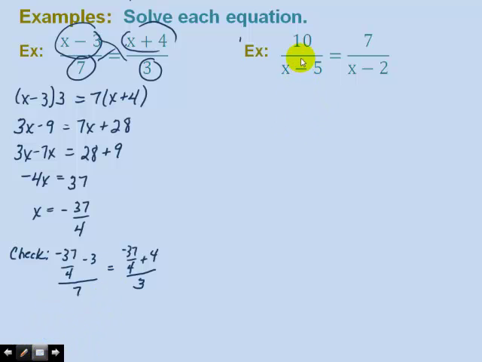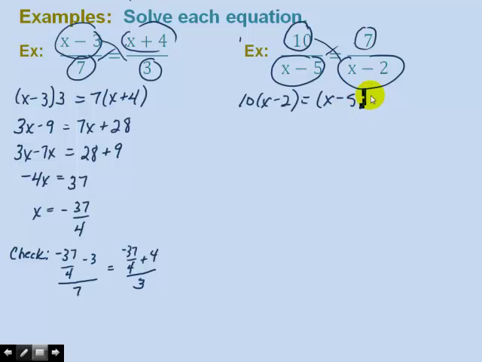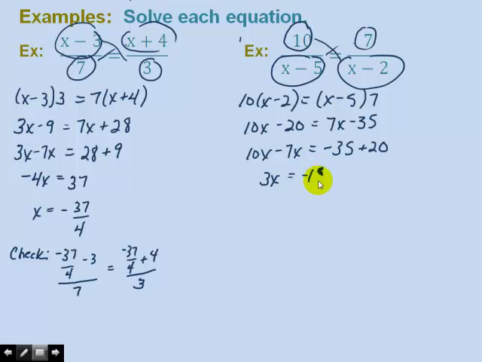Now for this one, again, if we're doing the cross multiplication, then we're going to take the 10 times the x minus 2. And on the other side of the equation, we have x minus 5 times 7. Now we just have to distribute. So over here we have 10x minus 20. Over here we have 7x minus 35. Then if we subtract the 7x from both sides, and if we add the 20 to both sides, we end up with 3x is equal to negative 15. So x is equal to negative 5.